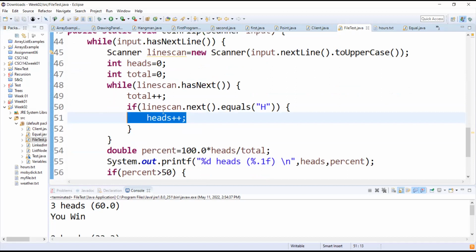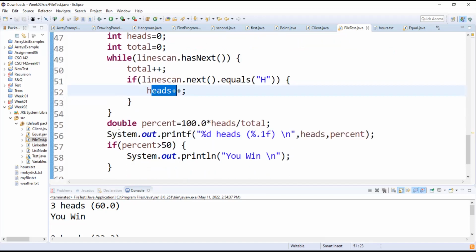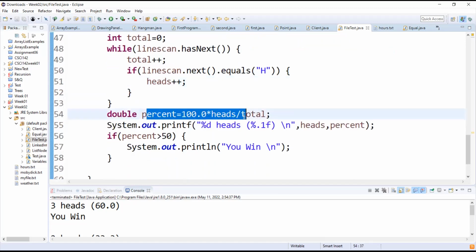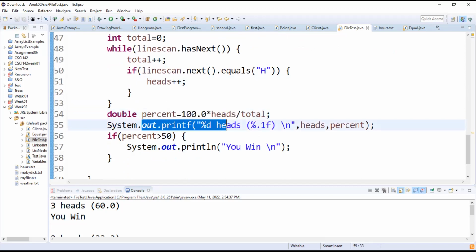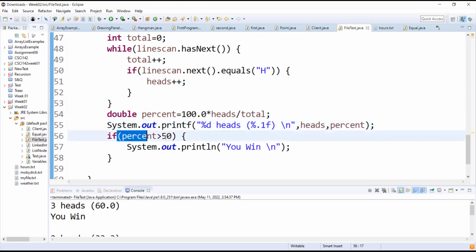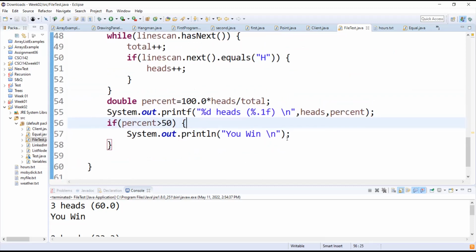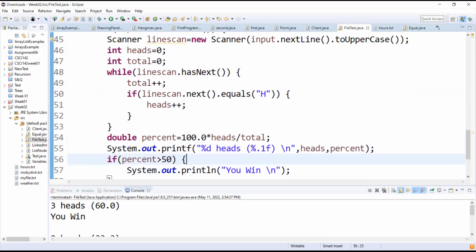After going through the whole line and counting total characters and total heads, we calculate the percentage outside. And this is the formula to calculate the percentage. Then we print the heads and the percent. If the percent is greater than 50, we print you win. Otherwise, we just print the total number of heads and the percentage of those heads. That's it for this question. Any questions so far?